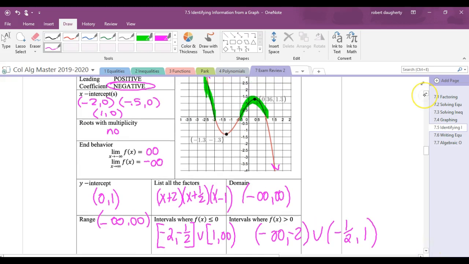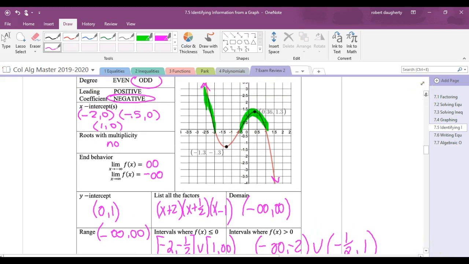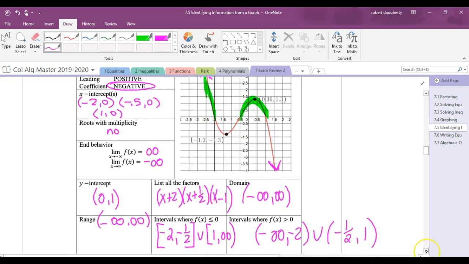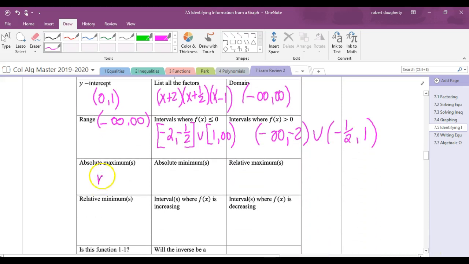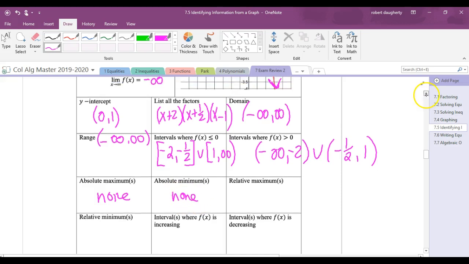Absolute maximum. Okay, if you look at this one, this is going to go on forever, go down forever. There is no absolute maximum and minimum here. So in this case, absolute maximum, none. Absolute minimum, none. So every max and min I see is going to have to be a relative.